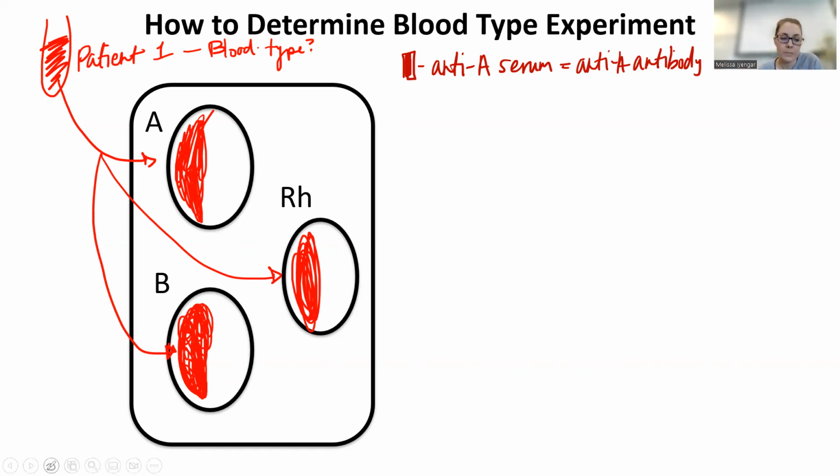So you can buy that little serum. And then you can buy a little serum that is anti-B serum. Guess what it has in it? Anti-B antibodies. Then you can buy one for RH.